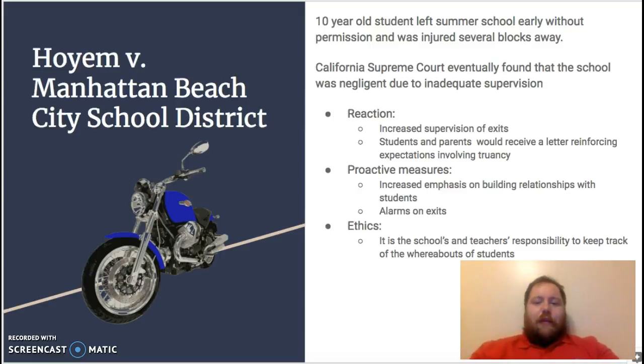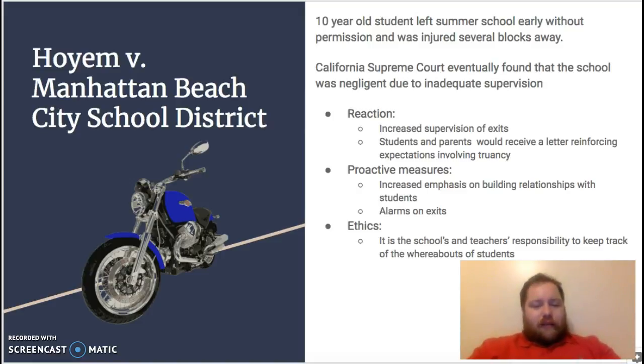Proactive measures that you can take to make sure something like this doesn't happen are an increased emphasis on building a relationship with students so that A, they don't want to leave, or B, they understand that they're not supposed to, and they have a good enough relationship with people in the building to respect that expectation. Another thing that could be done is potentially put alarms on exits, like a key card, so that if people who aren't supposed to be going through doors do, it at least alerts someone in the building that it happened.